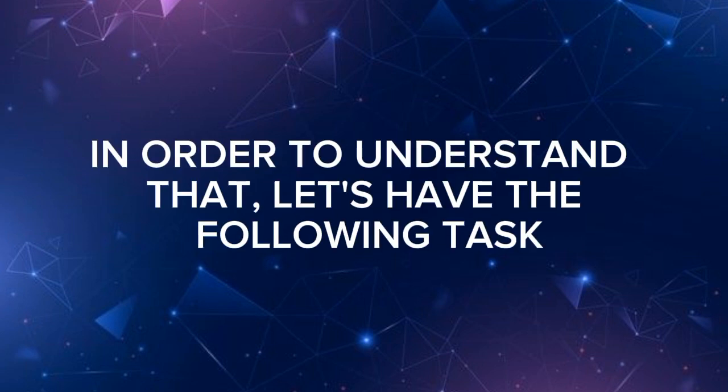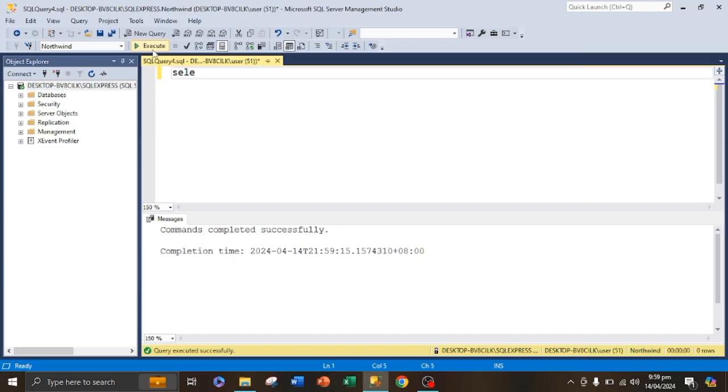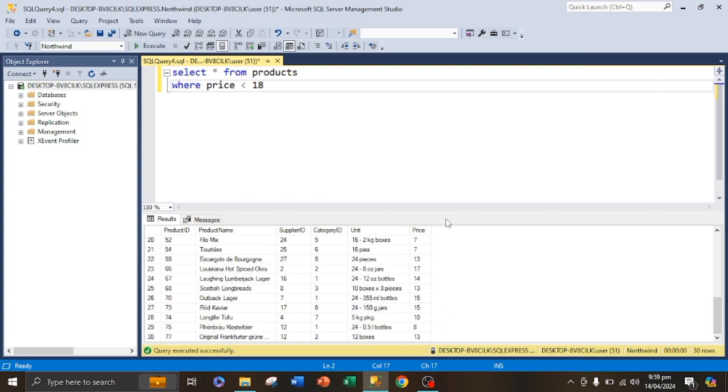In order to understand that, let's have the following task. Find all products where price is lower than 18. So, the syntax that we will use is SELECT * FROM products WHERE price < 18. As you can see, all this data is lower than 18. So let's go to the next operator.